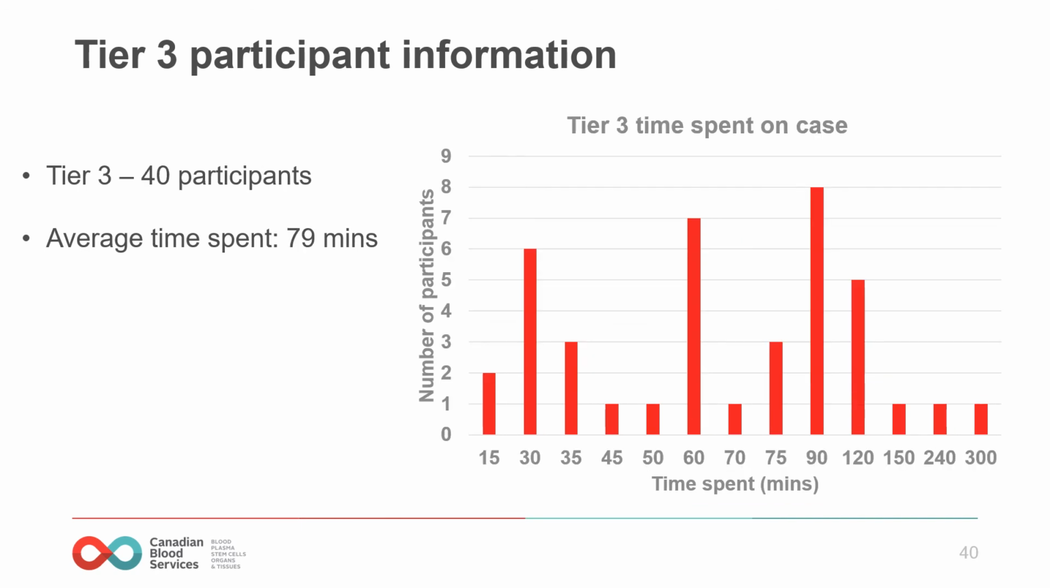So for our tier 3 participants, we had 40 participants that were involved. And again, this is the Bombay patient that we had, with an average time being spent of about 80 minutes, which is really great that you were able to identify it so quickly. And you can see it was pretty even keel across the board. Some people were able to identify it pretty quickly in 30, but most people are around the 60 to 90 minute mark.